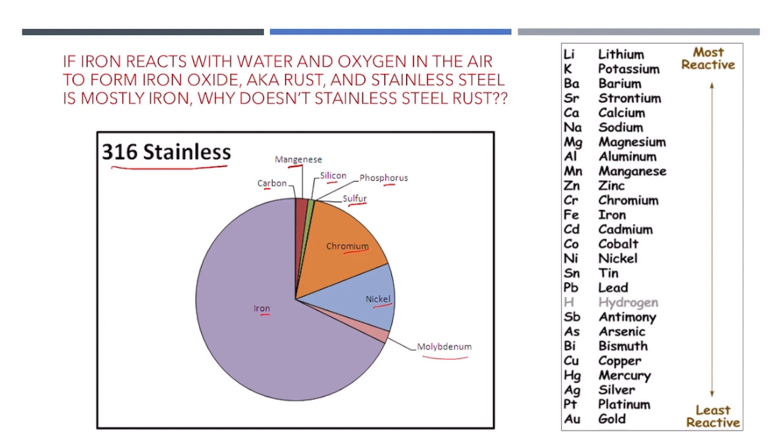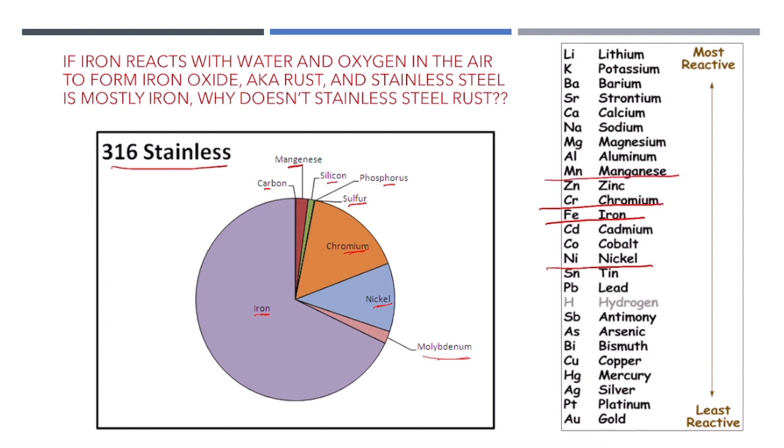But we're more concerned with the metals that are in here. So we've got iron, manganese, chromium, nickel, and molybdenum. Molybdenum is actually not on the activity series, so we're going to kind of ignore that. But we want to at least take a look at where all the other metals are located in the activity series. So I've got iron here. Here's iron. Nickel is right here. Chromium is right here. And manganese is right here.